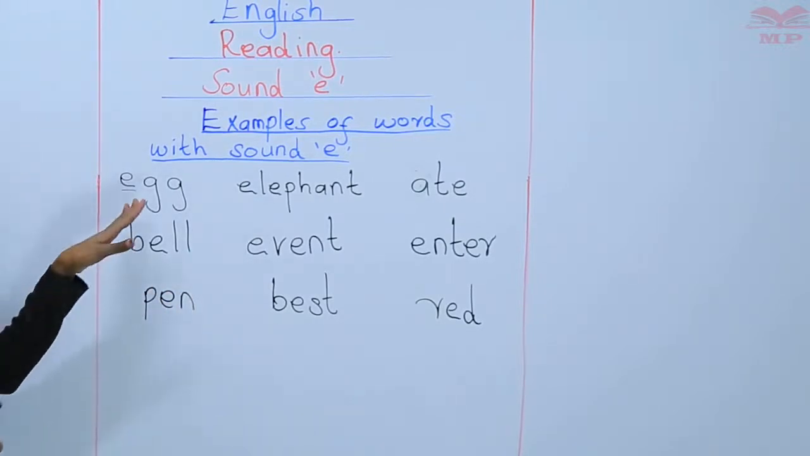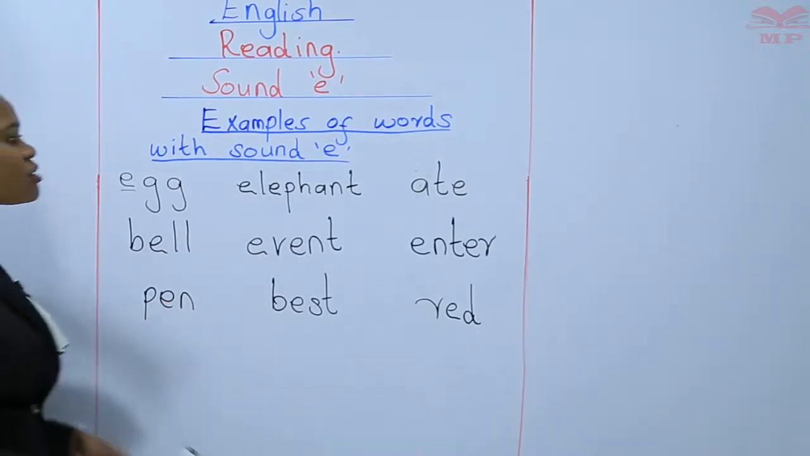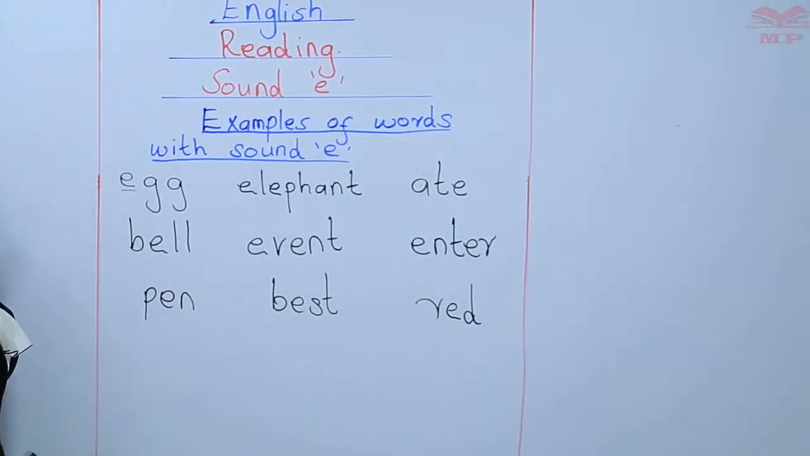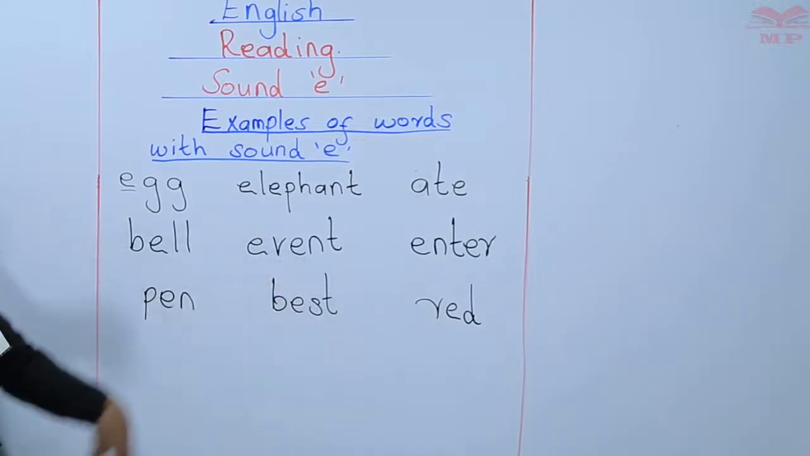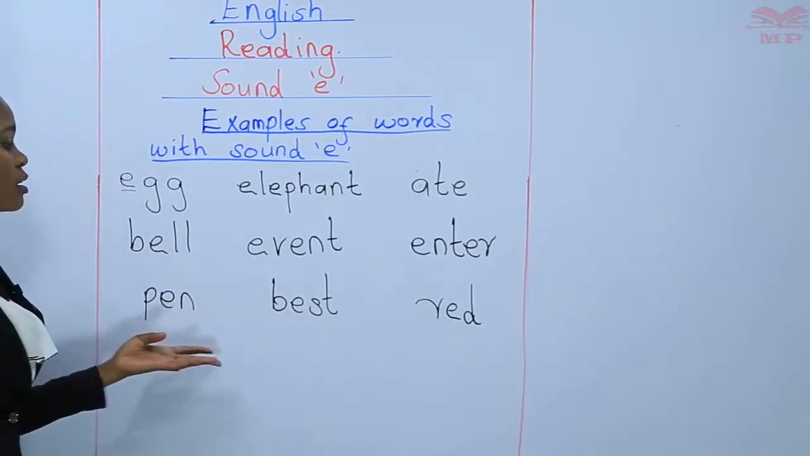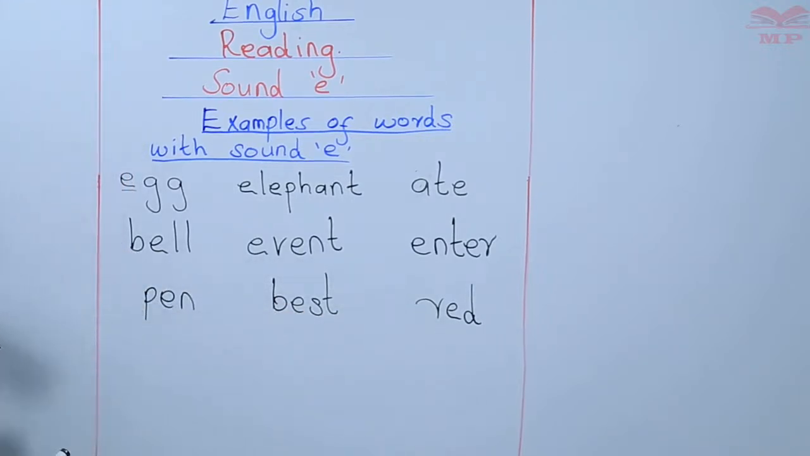Some of the words that have sound A. The first word is egg, and we get eggs from chicken at home. Then we have elephant. The third one, ate. The past tense of the word, eat. Then bell, event, enter, pen, best, red. Now I want to take you through the words. You'll be repeating after each word. So the first word is egg.